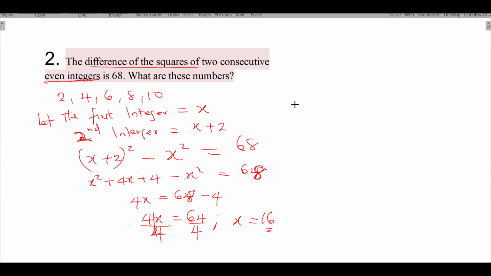So the first number, which is x, is equal to 16. And the second number, which is x plus 2, equals 16 plus 2, and it's 18. See, the first number is 16, the second number is 18.